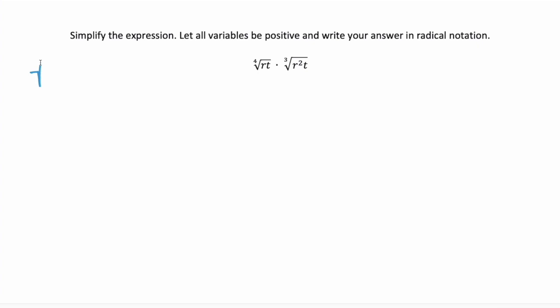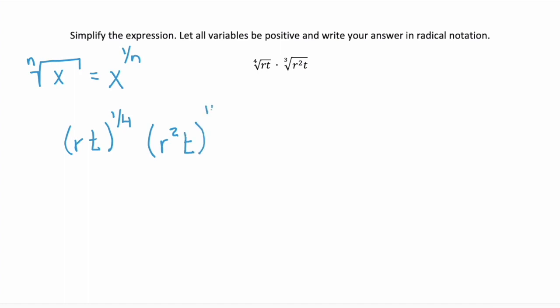So remember our rule that an index of n for a radical with a radicand of x can be written in exponent form as x to the power of 1 over n. So if we apply that to our first radical, the fourth root of r times t, we would get r times t to the power of 1/4. And now apply that same rule to that second expression, and we have r squared times t to the power of 1/3.